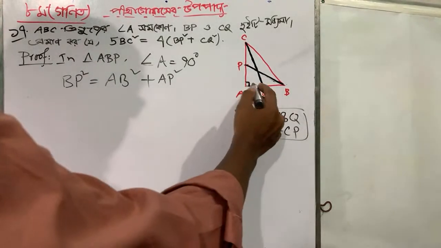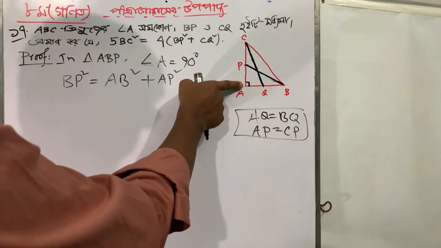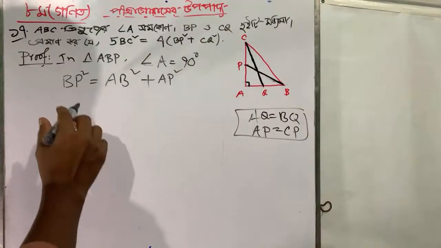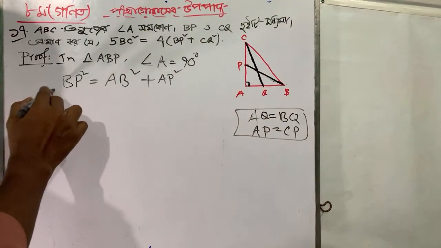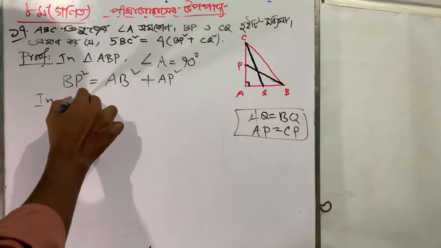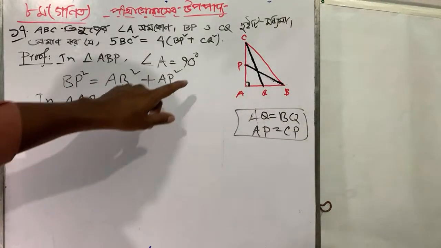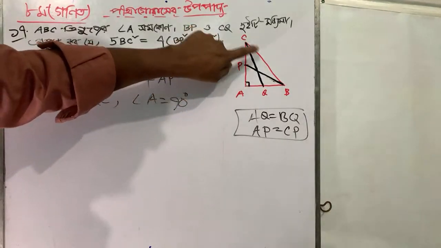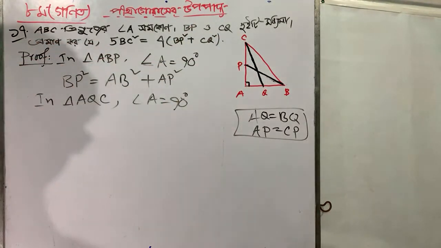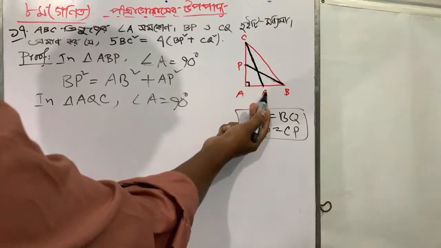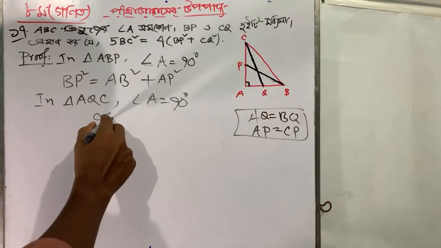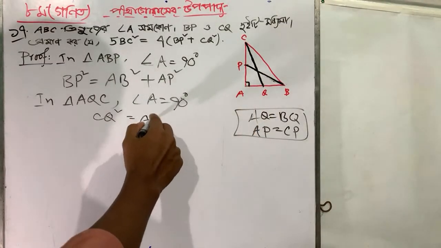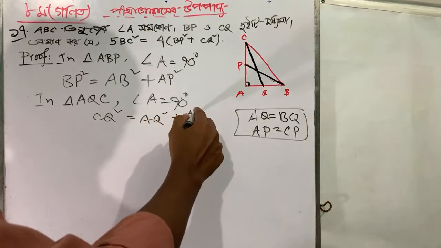Now let's take another right angle triangle, that is ACQ or AQC. In triangle AQC, angle A is 90 degree. So again we can use Pythagorean theorem, that is hypotenuse square, hypotenuse is CQ square is equal to AQ square plus AC square.